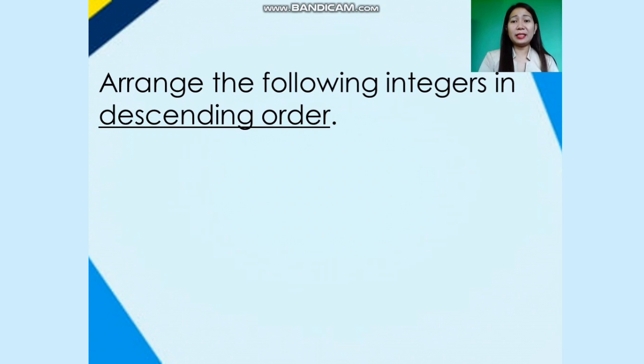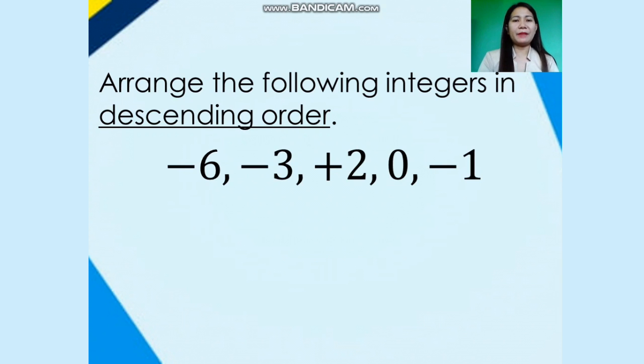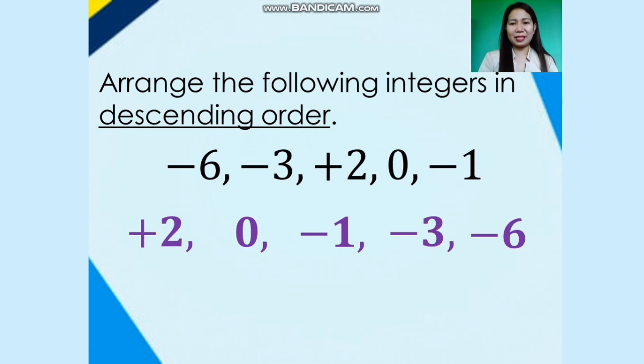Next, how about in descending order? Let's start with the greatest to the least. So we have negative 6, negative 3, positive 2, 0, and negative 1. In this one, the greatest is of course the positive integer, which is positive 2, followed by 0, then negative 1, negative 3, and negative 6.